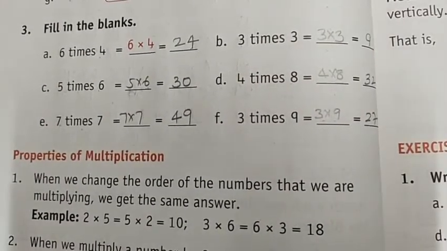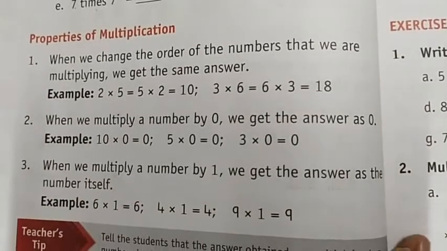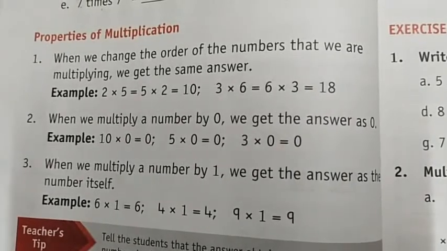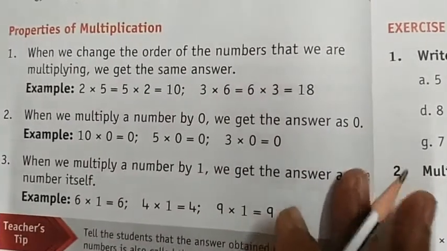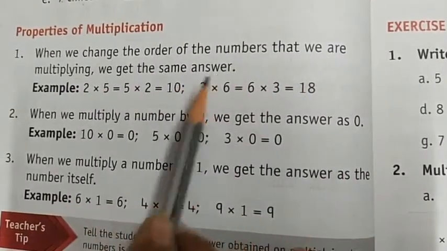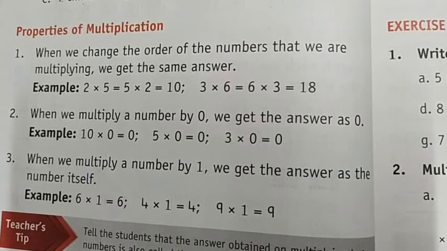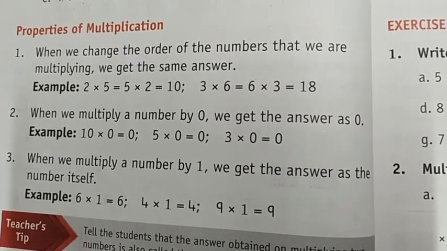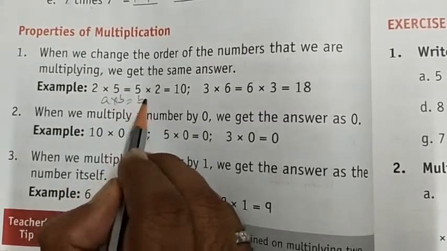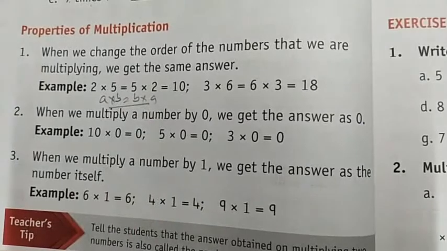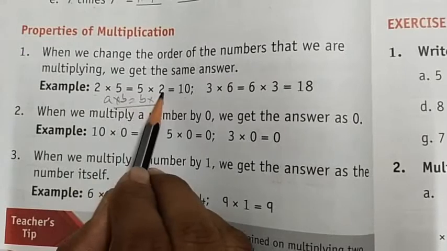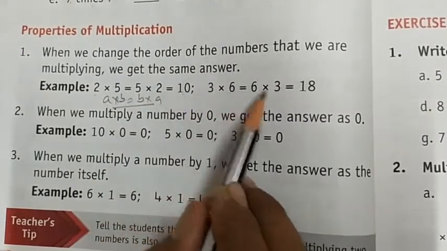After doing these simple products, let us get familiar with the properties of multiplication. When we change the order of the numbers that we are multiplying, we get the same answer. For example, 5 into 4 or 4 into 5, that is A into B or B into A. Simply, A into B is equal to B into A. Means 2 into 5 or 5 into 2 will give you the same result: 2 5s are 10, 5 2s are 10. 3 into 6 or 6 into 3.